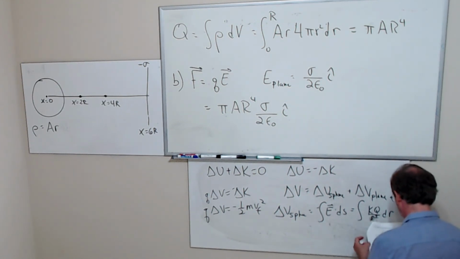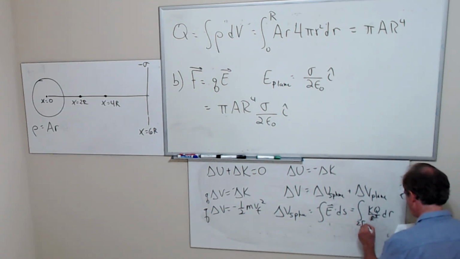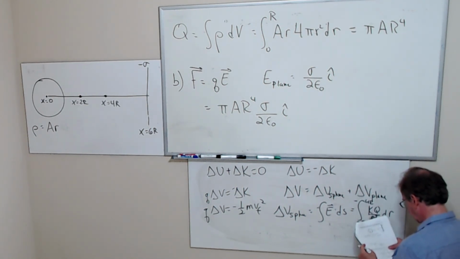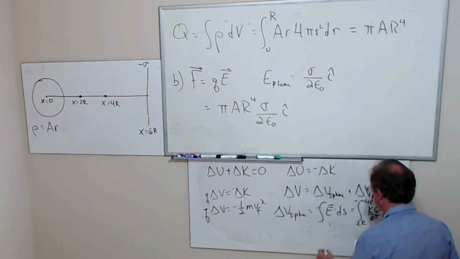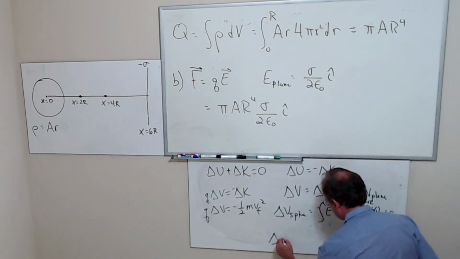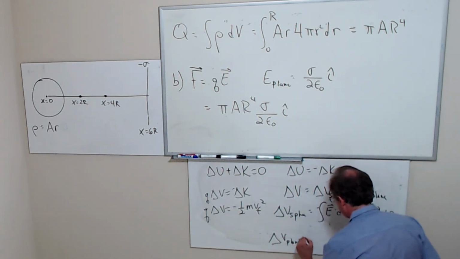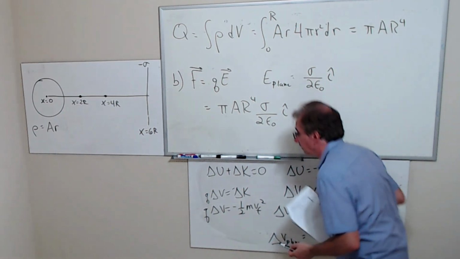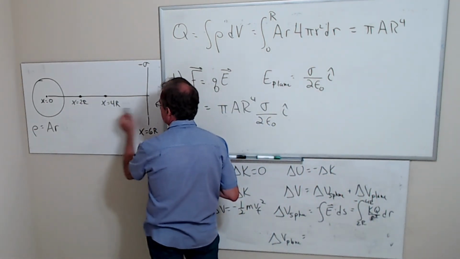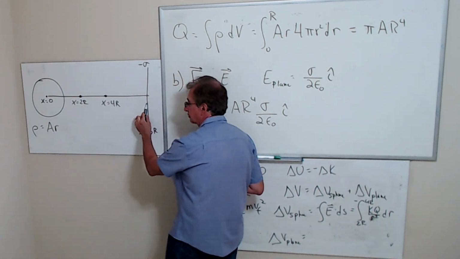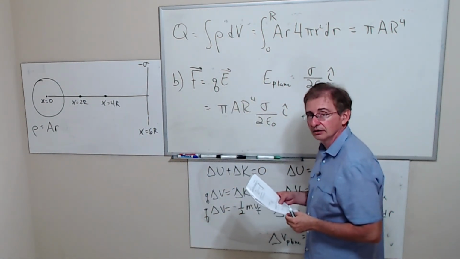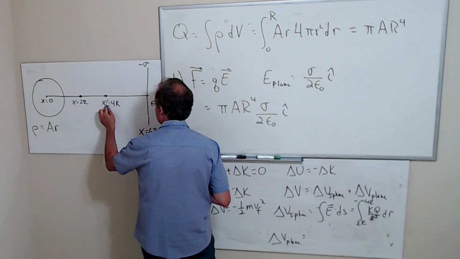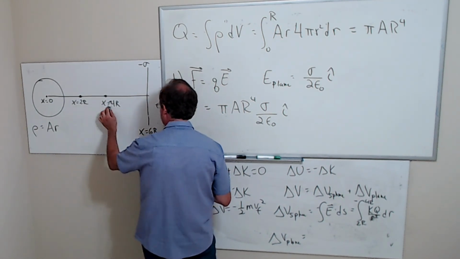And I'm going to integrate from 2r to 4r. Okay? And then delta V, this is the hard one, delta V for the plane. For the plane, the field's defined relative to this point. So when you go from 2r to 4r, you're getting closer to it. You start at 4r and then you go to 2r. You see that? You start further away from it and then get closer. So you go from 4r to 2r.